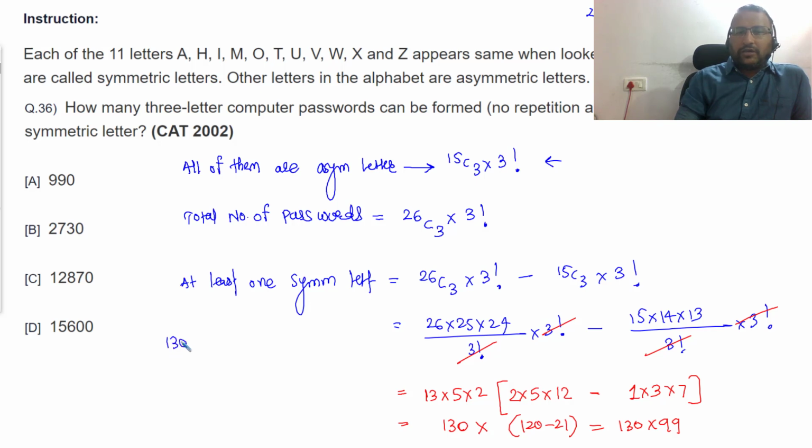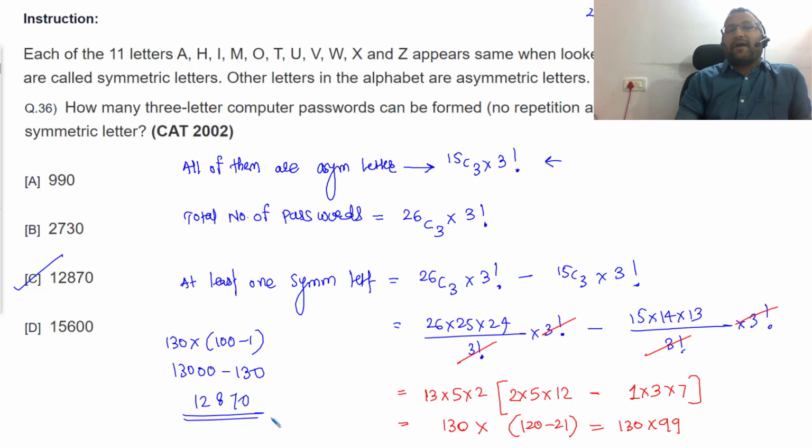So 130 into 99 is 130 into 100 minus 1. So what is our answer over here? 13,000 minus 130. That is equal to option C, 12,870, is the final answer of this question number 36.